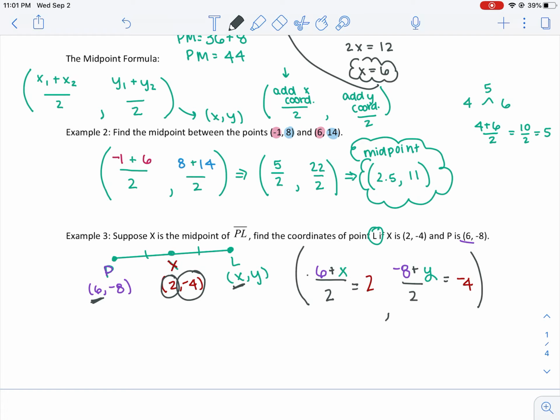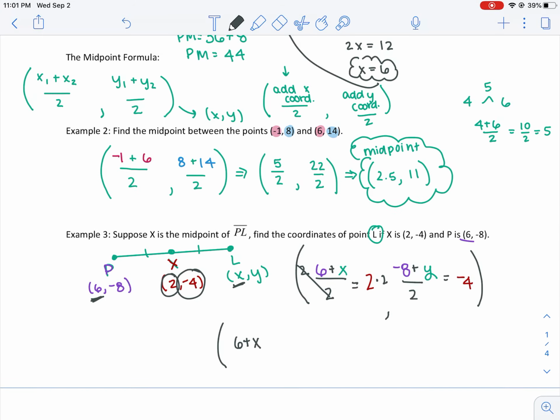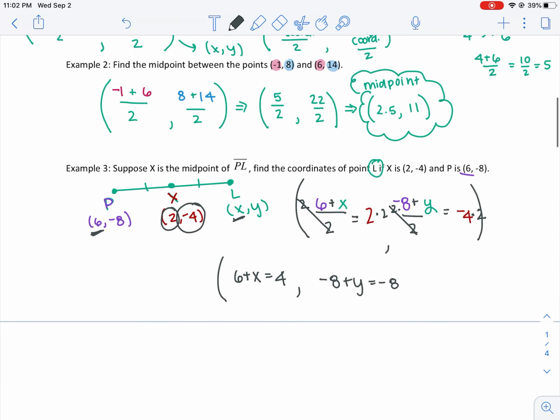So let's see. I can cancel out this 2. I got to multiply. Remember, we did that like the first day of our Zoom. So then this becomes 6 plus x equals 4, 2 times 2. Then here I'm going to do the same thing. Multiply by 2. That cancels out. So this is -8 plus y equals -8. Right? Oh, interesting.